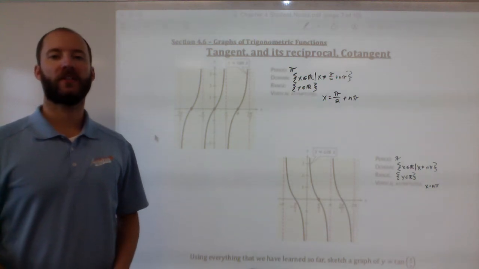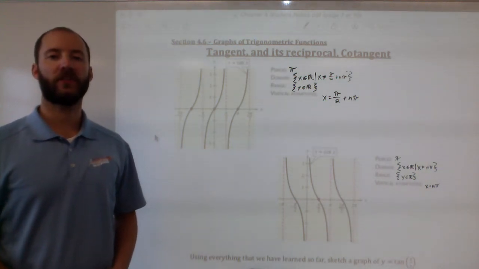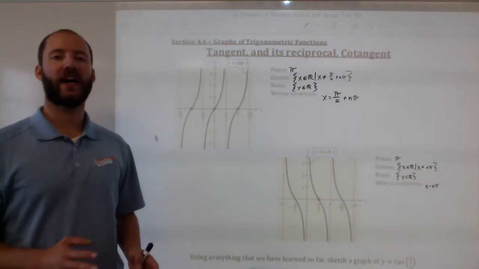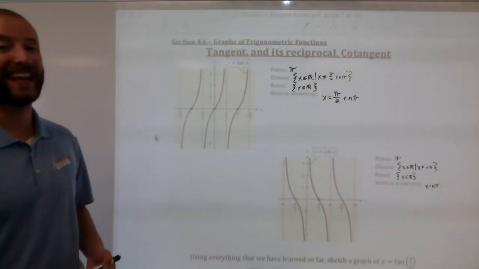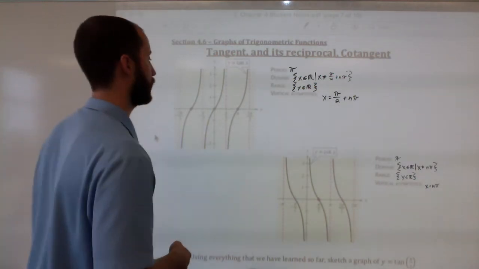Section 4.6, graphs of trigonometric functions. So we had a lot of focus on sine and cosine. Now we're going to look at the other four, starting with tangent and its reciprocal cotangent.